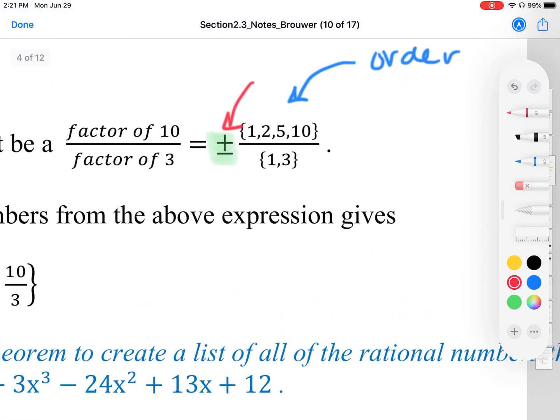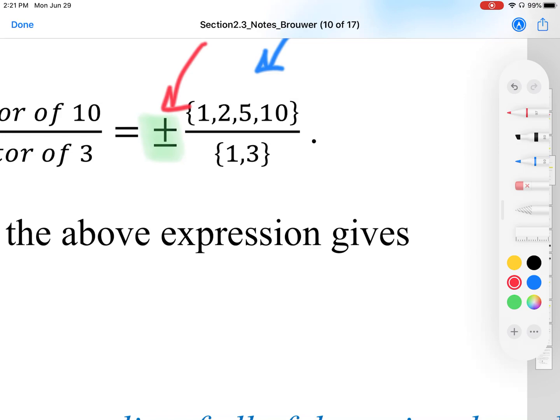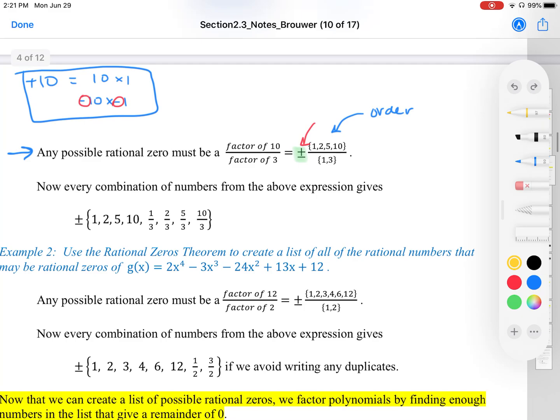All right, now I have to think of every combination made. So I can get 1 over 1, which will give me 1, 2 over 1, which will give me 2, 5 over 1 will give me 5, and 10 over 1 will give me 10. All right, so I have some list of factors. I also have to write every number in the numerator over my 3. So 1 over 3 will give me 1/3. 2 over 3 will give me 2/3. 5 over 3 will give me 5/3. And 10 over 3 will give me 10/3. So we have a list here.